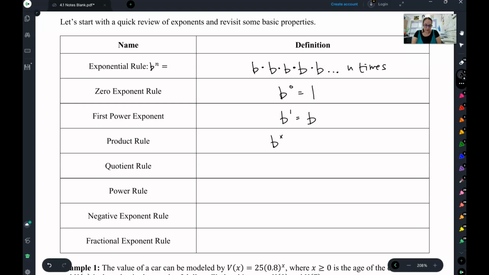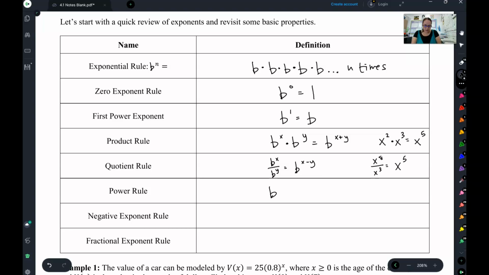Product rule, if we are multiplying, then you add the exponents. So you've probably seen things like this, x squared times x cubed. We add the exponents to get x to the 5th. Quotient rule, if we're dividing, we subtract. Just like multiplying is addition, dividing is subtraction. So if I have x to the 8th over x cubed, subtract those numbers, gives me x to the 5th.